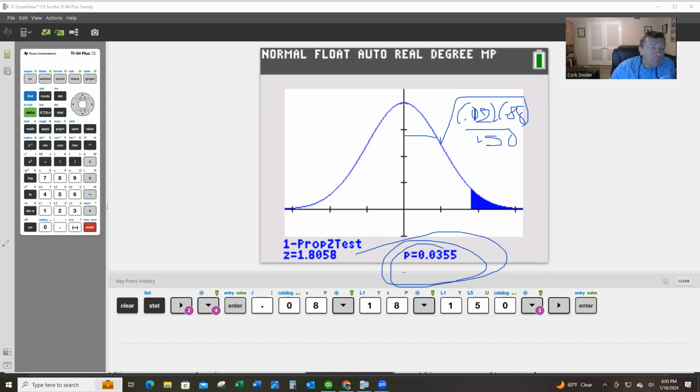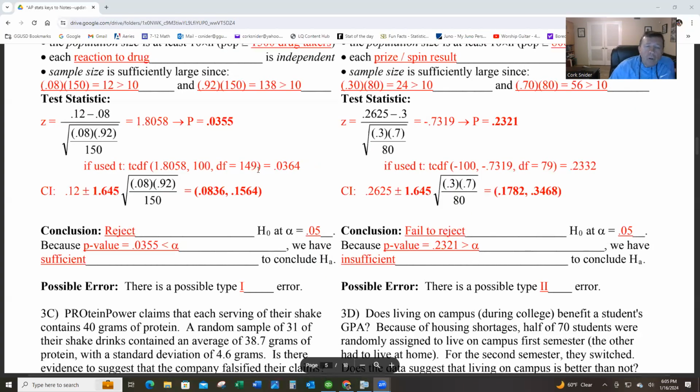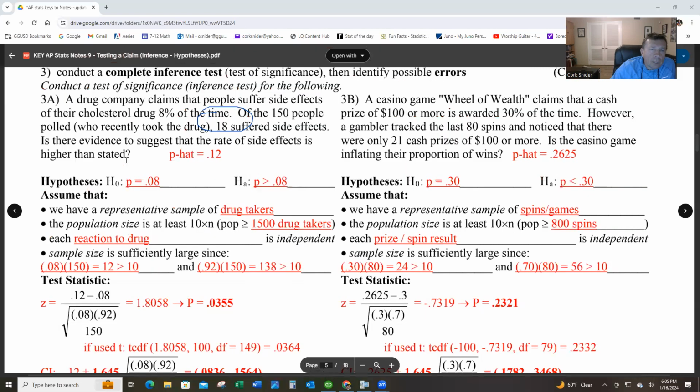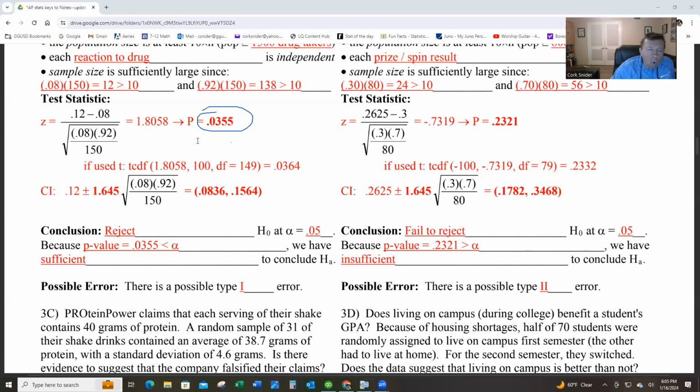Okay, so let's see how this plays out, okay? Okay, so notice here is this right here. There's 0.0355. Now, what's alpha? Let me look at the directions again. Alpha, it doesn't say what alpha is, so we're going to just pick one, okay?